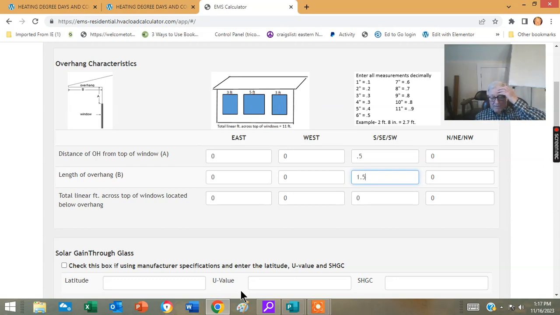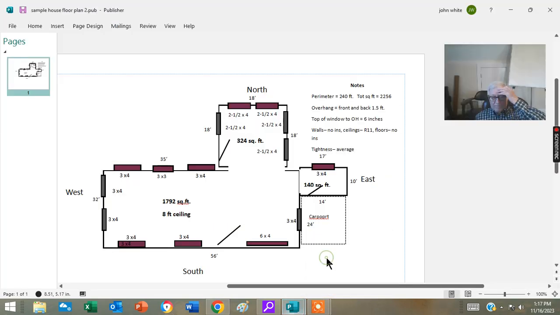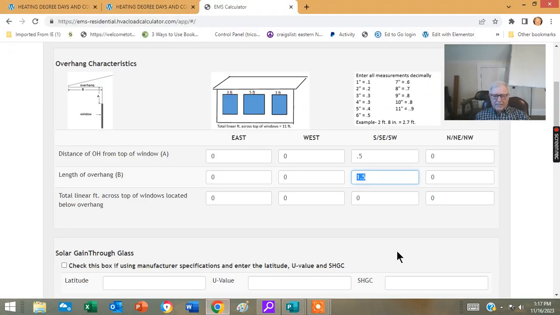We'll go back to my picture. I've got 3 feet plus 3 feet is 6 feet. Another 6 feet is 12 feet. Back to my little calculation. I now got 12 linear feet of going across the top of all the windows.